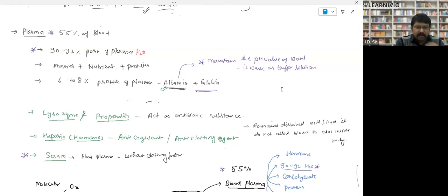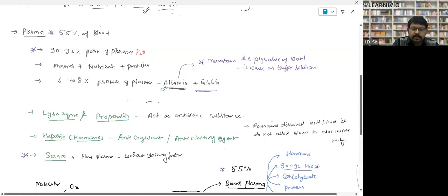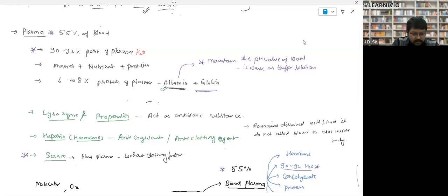Fine. First, write down something about the blood. A small description about the blood. Note down, keep heading: Blood. Blood is a mobile connective tissue.